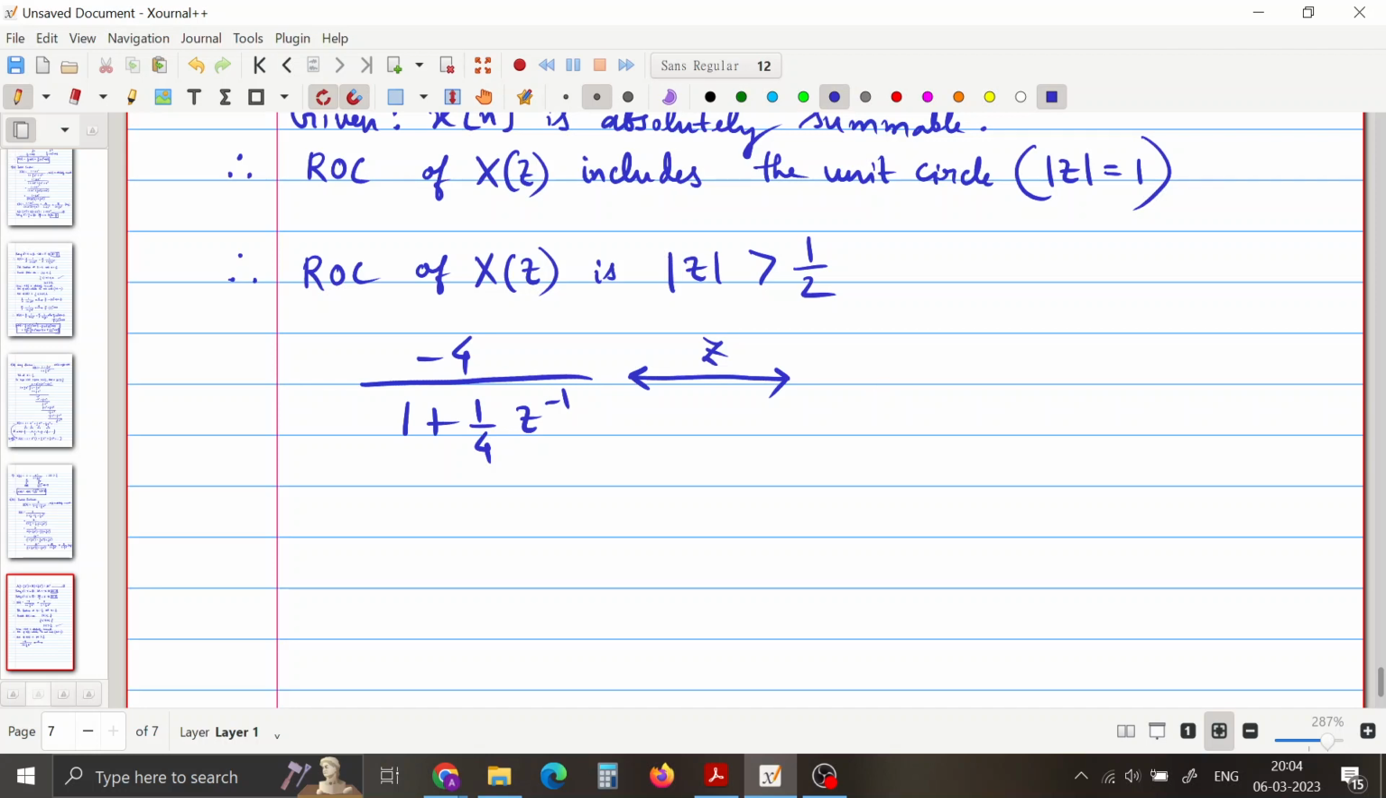So we have a right-sided sequence, and therefore the corresponding time domain sequence will be of the form a power n u of n. This z transform is of the form 1 by 1 minus a z inverse, similar to that form. So for the ROC to be mod z greater than mod a, we have the corresponding time domain sequence as a power n u of n. So here a is minus 1 by 4, because if we compare it with 1 by 1 minus a z inverse, you get a as minus 1 by 4. So a power n u of n becomes minus 1 by 4 to the power n u of n, and this constant factor of minus 4 is present. So we get minus 4 times minus 1 by 4 to the power n u of n.